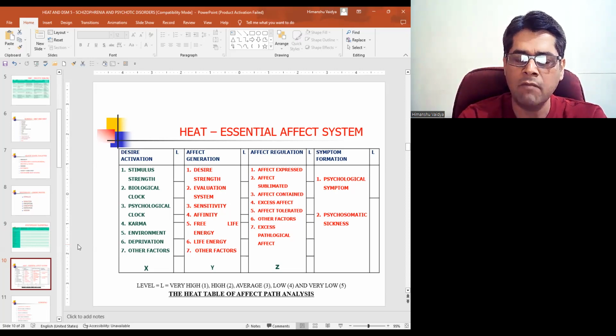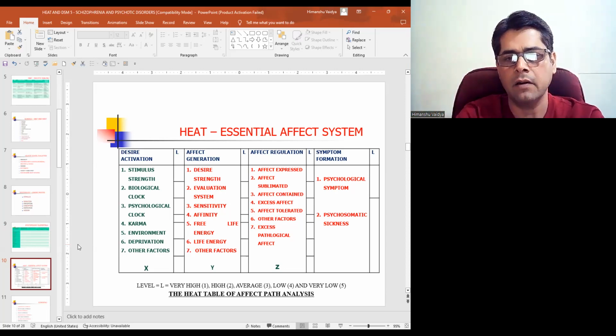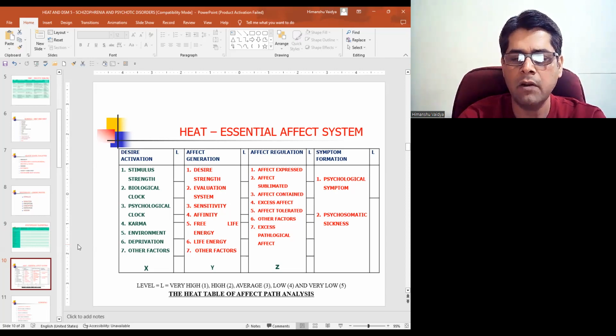And then how the affect is moving. Once generated, what are the pathways of distribution of that affect? Part will be expressed, part will be sublimated, part will be regulated, part will overflow into symptoms or psychosomatic problems. And mark the level high, low, very high, high, average, low, very low. That will give us an idea about the affect system at the elemental level, what variables are distorting the affect system.